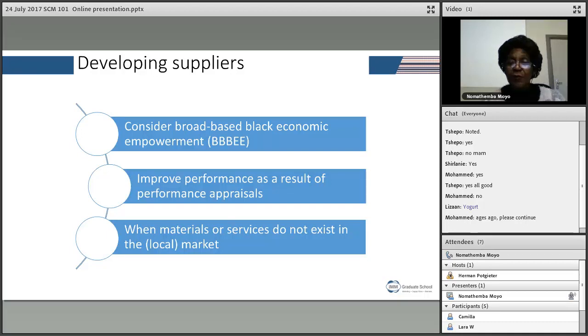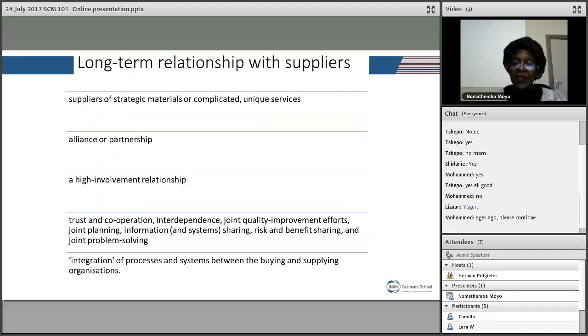So they improve performance as a result of performance appraisals. You come up with performance appraisals that will make them improve the performance. When materials or services do not exist in the local market, then you can develop your own suppliers.